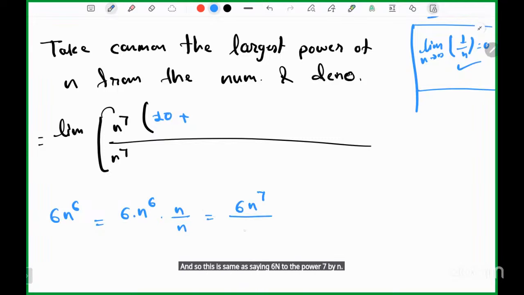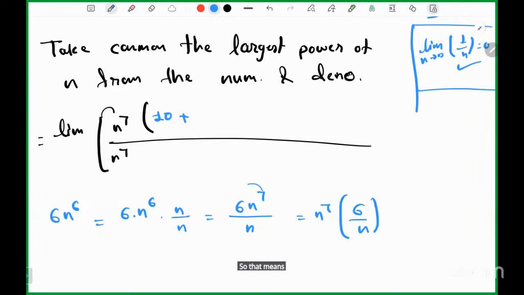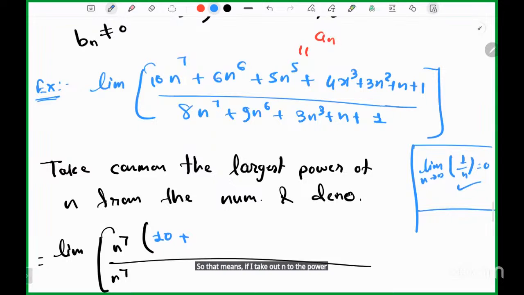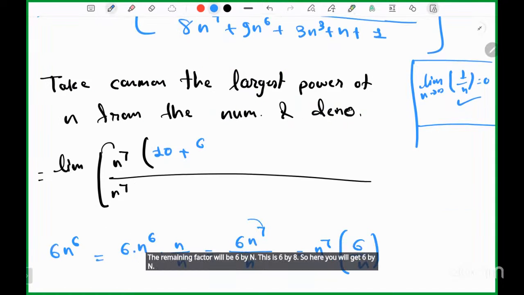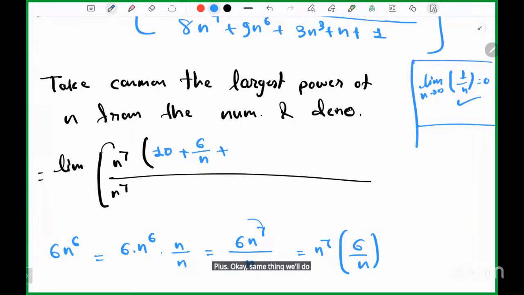And from this term, I can take common n to the power 7. So this is the same as n to the power 7 bracket of 6 by n. That means if I take out n to the power 7 from 6 n to the power 6, the remaining factor will be 6 by n. So here you will get 6 by n plus. Okay, same thing we'll do for the other remaining factors.